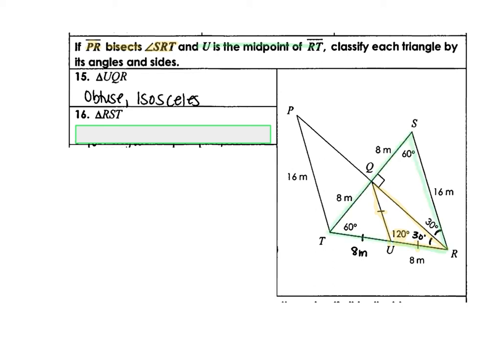So the second one was RST, which is this big one right here. We have a 60 degree, a 60 degree, and we have 30, 30. Angle addition postulate tells us that is 60. So based on the angles, this is going to be equiangular. And then we have 16, 8 and 8. Well, that's 16. 8 and 8 is also 16. So this is also going to be equilateral. Just how they will always work out. Equiangular will always be equilateral.